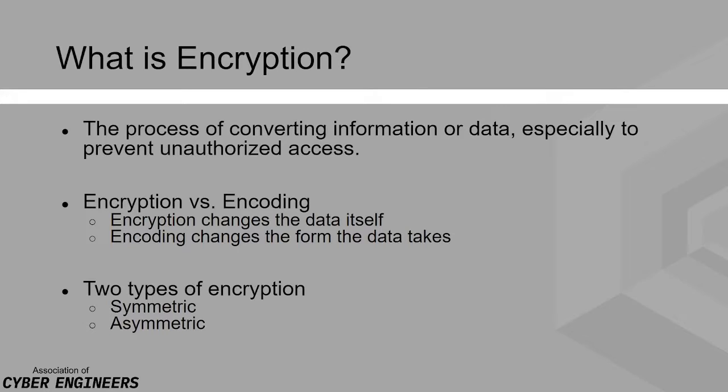So for instance, encoding a decimal 10, which is one and zero, into hex will change it into an A. It's the same data, it means the same thing, it just takes a different form.